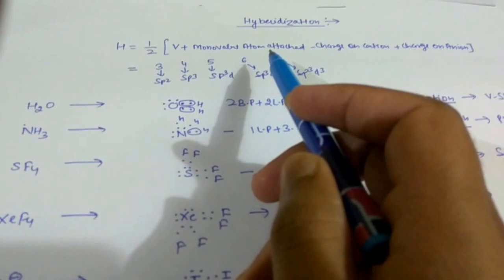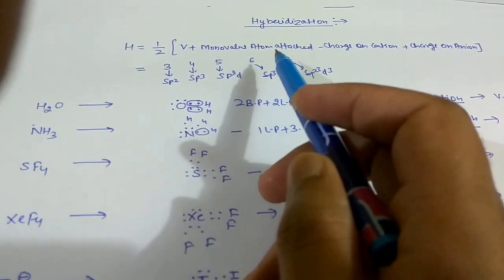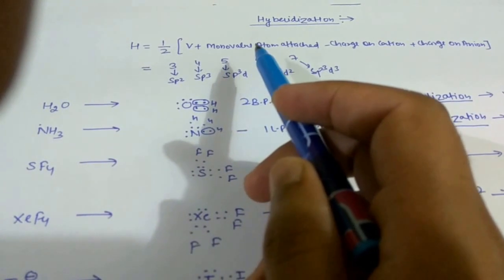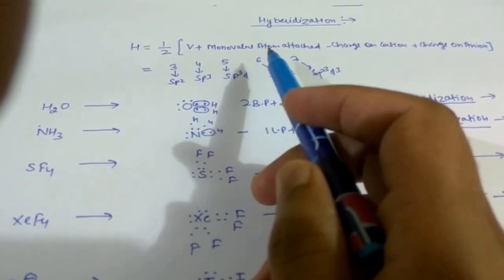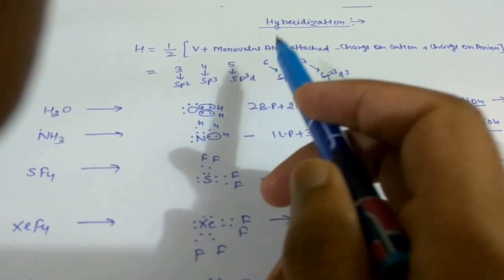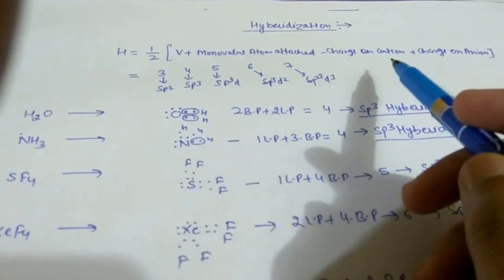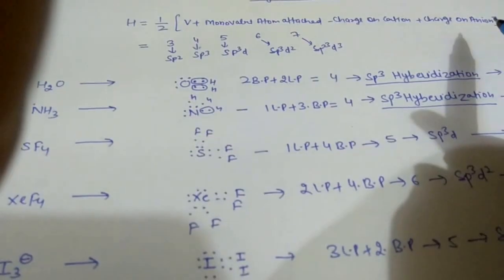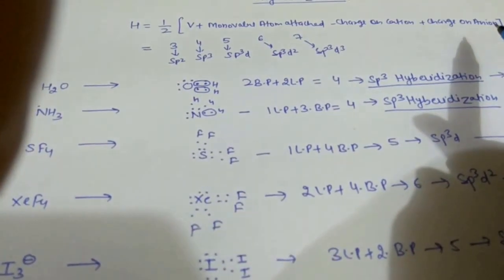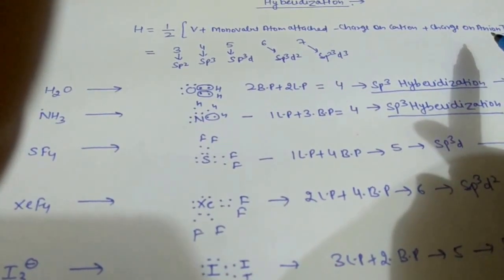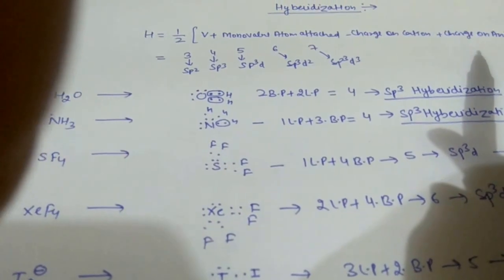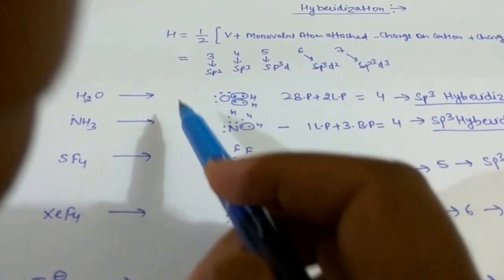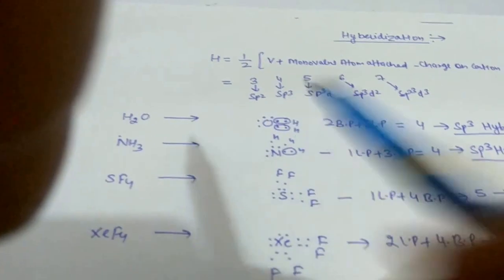Monovalent atoms are those whose valency is 1. In the periodic table, the monovalent atom is either hydrogen or a halogen, that is fluorine, chlorine, bromine, iodine, minus charge on cation plus charge on anion. This formula students have studied in their lower classes, but today we will calculate the hybridization by using a different formula. This method is based on valence shell electron pair repulsion theory.